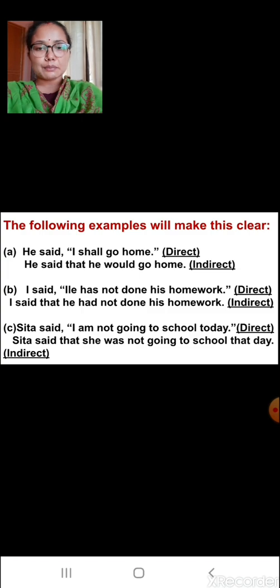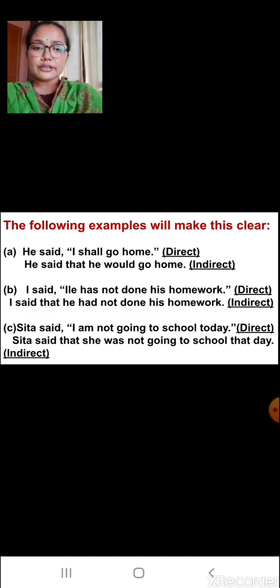So let us see the examples. The first sentence in the first example is given in direct speech, and the second one is given in indirect speech. So here is the first one. He said, "I shall go home." So this statement is given here in direct speech. As you can see, the exact words of the speaker are written in inverted commas. The words are "I shall go home."